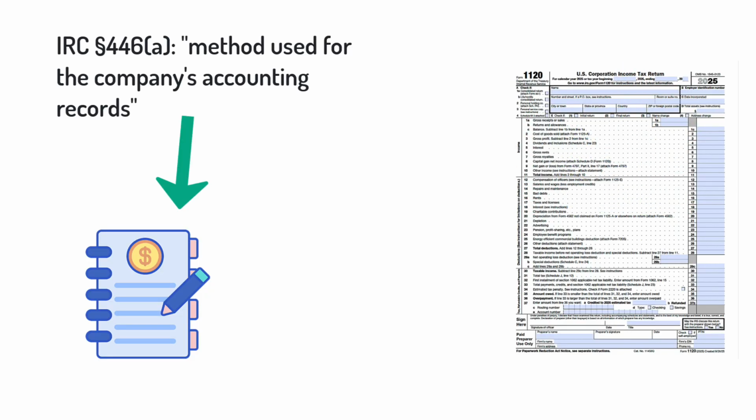Preparing a corporate tax return is all about taking the numbers from your books and records and transferring them over to a tax return so that they conform with tax law. Section 446A gets the ball rolling by instructing taxpayers to use the method of accounting that they use on their own books and records to start. So whatever method your company is using for accounting, start there.